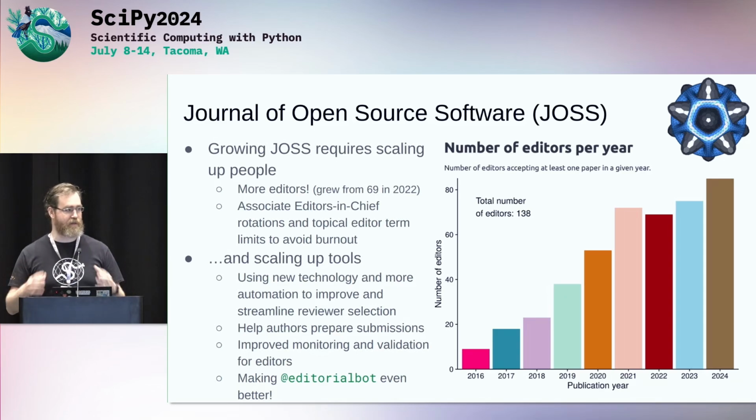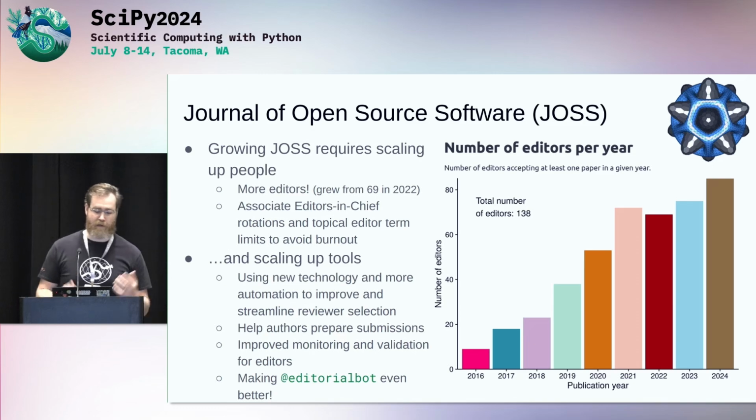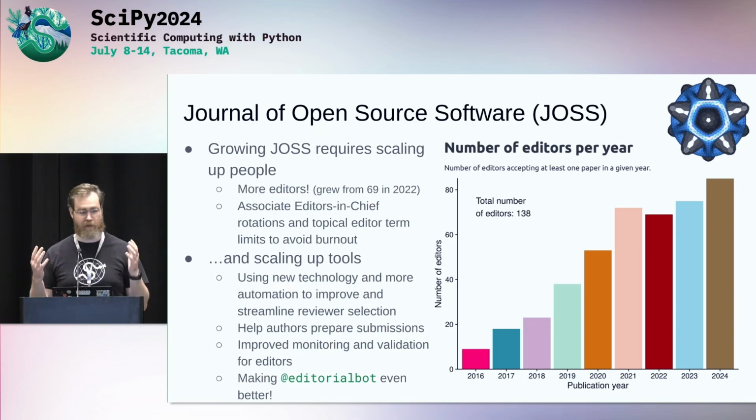And in addition to trying to scale up our personnel, we're also trying to scale out our tooling. This means trying to use machine learning and automation to improve and streamline the reviewer selection process, and also trying to make sure that authors have a really clear way to prepare their submissions, and that the editorial team has plenty of monitoring and validation tools so that they can keep the journal moving. And since everybody seems to love editorial bot, we want to give people more of what they like, so we're trying to make editorial bot even better.